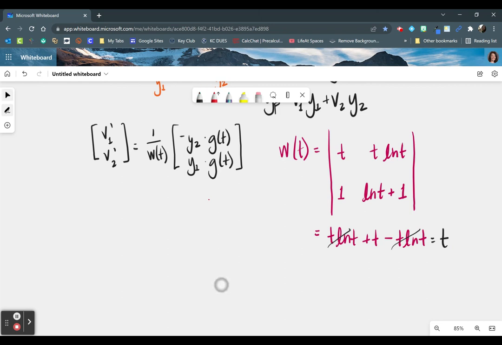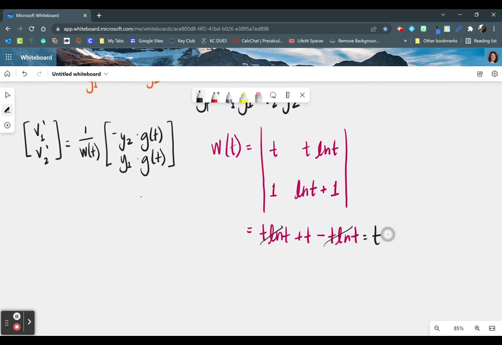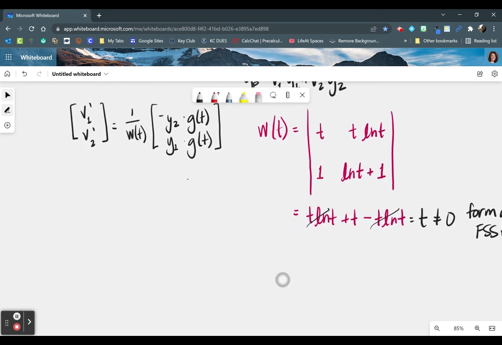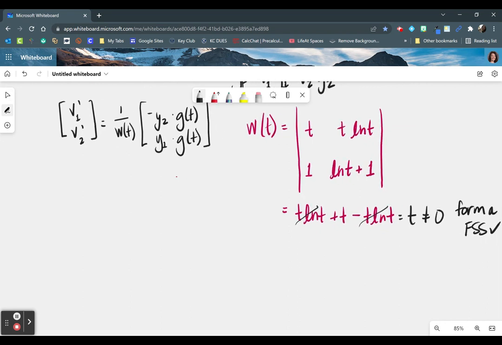All right, so again, this is not equal to 0. So we know that this does form a fundamental set of solutions, which is a nice byproduct of doing this method because we solved for that y2. So it's probably good that we're going through this whole thing and verifying that that does form a fundamental set.